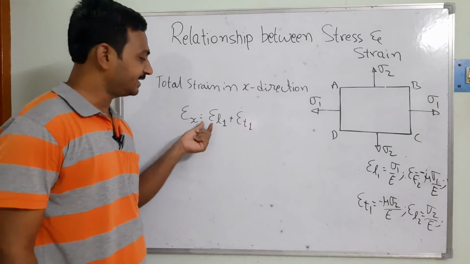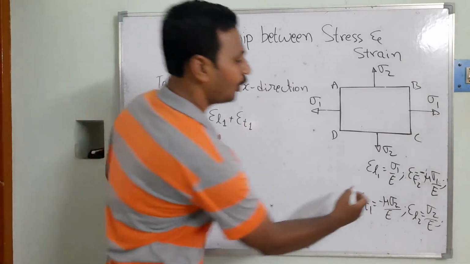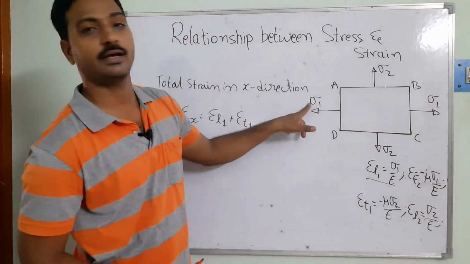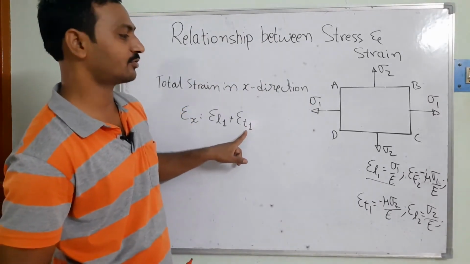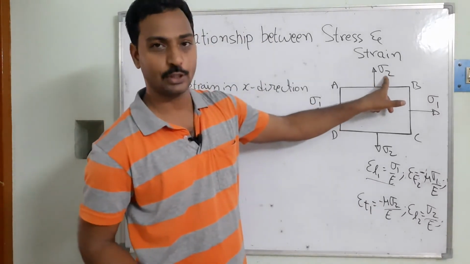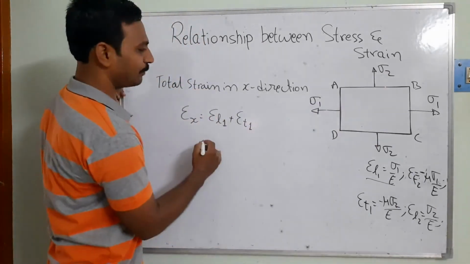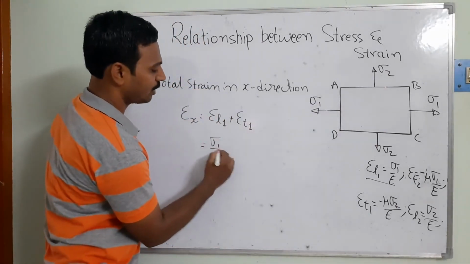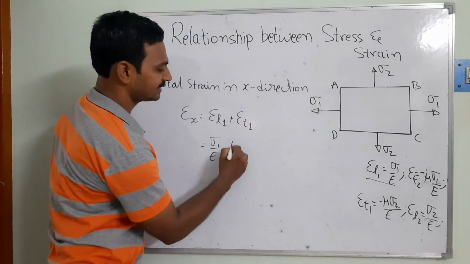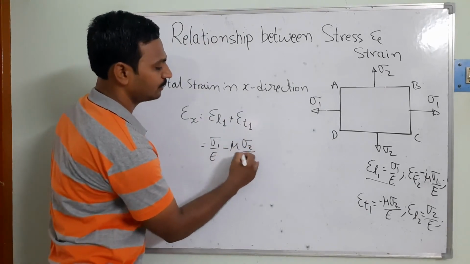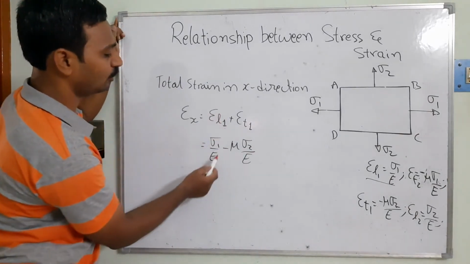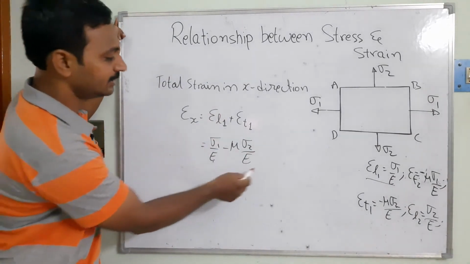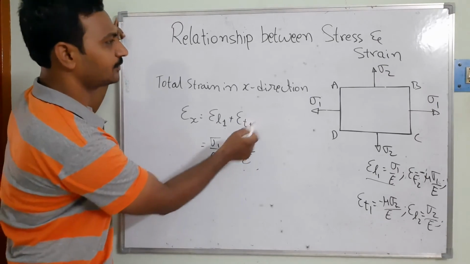The epsilon x is equal to the longitudinal strain because of the sigma 1 stresses, and the transverse strain that is due to the sigma 2. So those equations I am going to substitute here. That's going to be sigma 1 by E minus mu into sigma 2 by E we are going to write. Because the strain in this direction is developed because of the sigma 1, and this strain is developed because of the sigma 2.